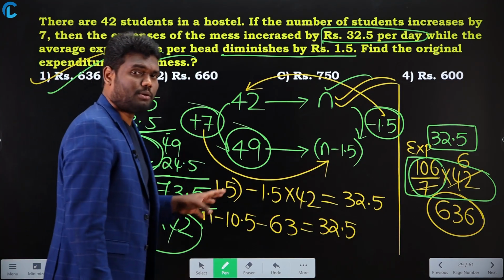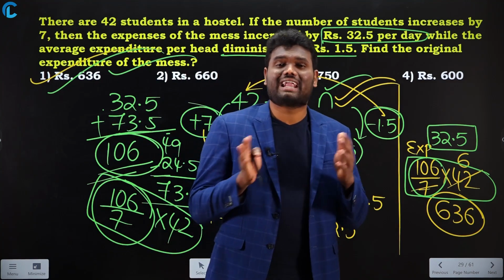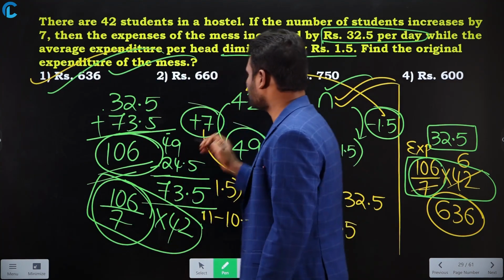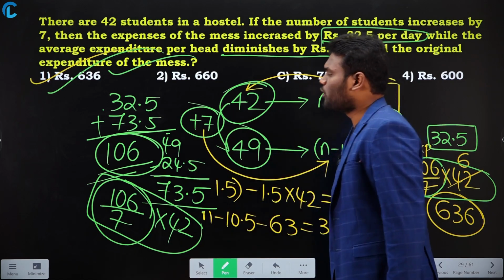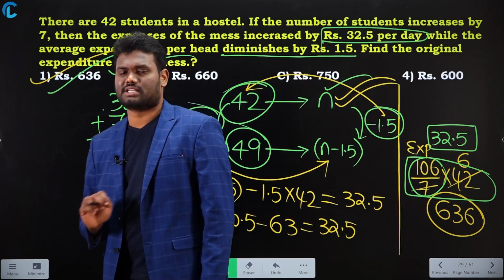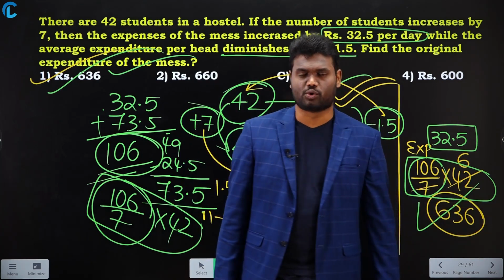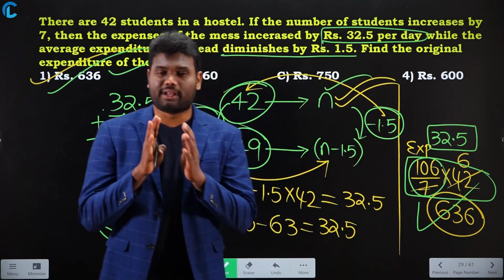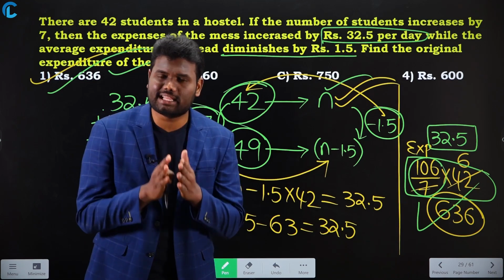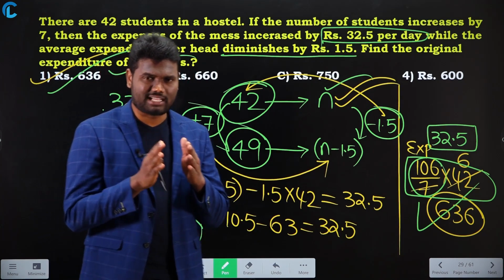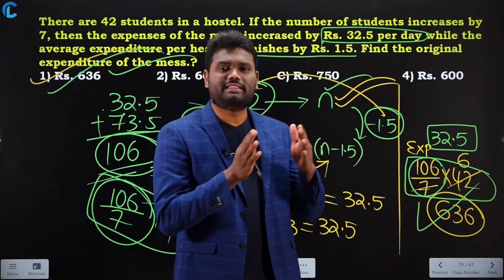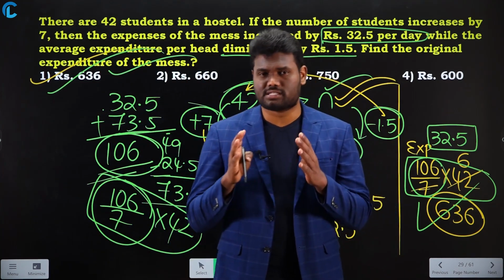Now this is like average, but the question is asking you what is the total expenditure. As total expenditure means we have total 42 students. So 42 into 106 divided by 7. When you simplify this, you are going to get the answer as 636 rupees. Okay, very simple. But the only thing is you need to understand the question clearly. Once you understand the question clearly, then solving these types of questions will become very simple. Okay.